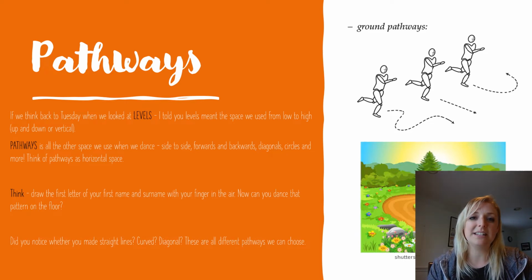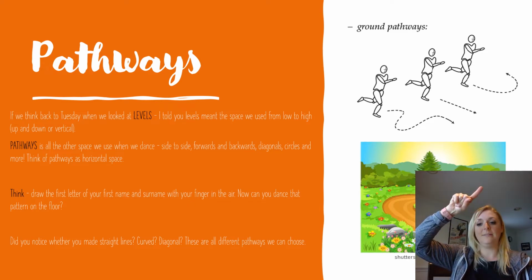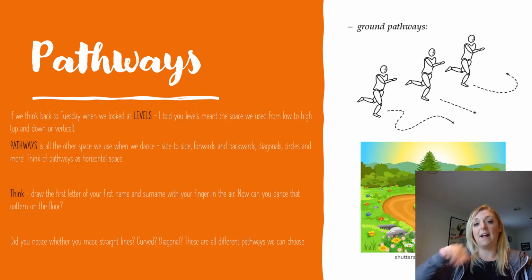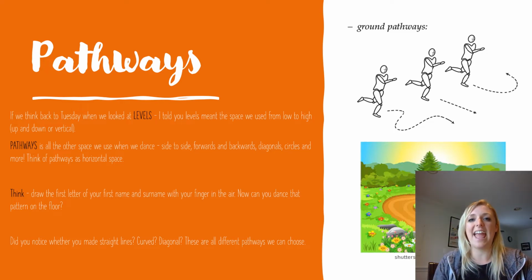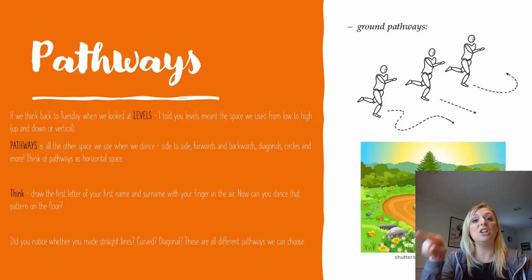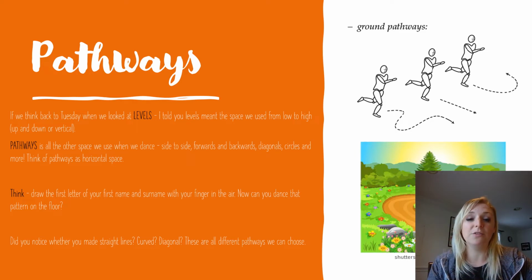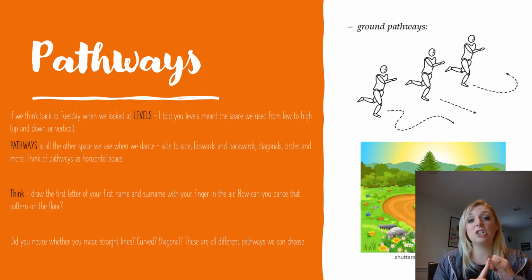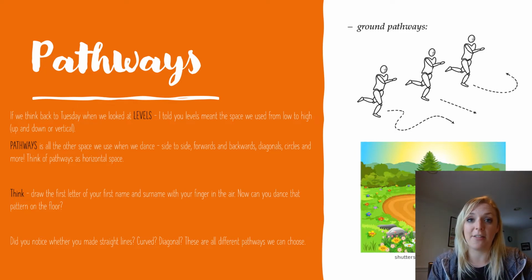Did you notice whether you made straight lines, curved or diagonal lines? Because there are all different pathways we can choose. Not everything is just traveling in a straight line. So if we think for my AB, back to my example, I had a diagonal line, another diagonal line, and then a horizontal straight line for the A. And my B was a straight line, followed by a curve and another curve. So if I'd have moved that out in the space, I would have used straight, diagonal, and curved pathways.